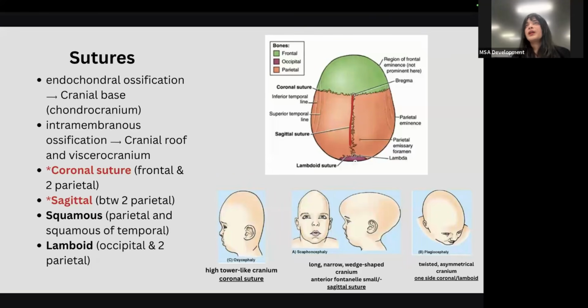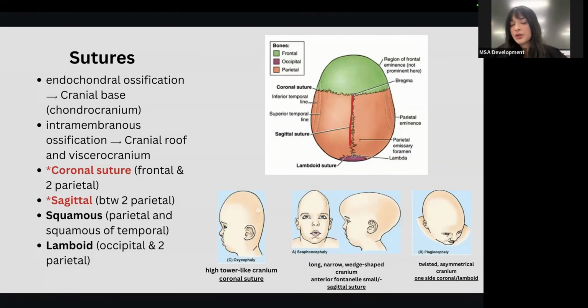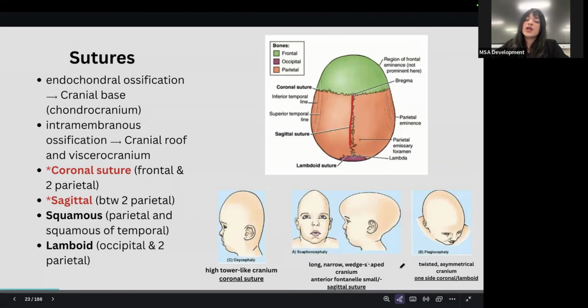So in a normal baby, the sutures take some time to close, right? Because the baby's growing and then the head needs to mold and whatnot. But in some cases, the sutures close too early and the brain is still growing, and that causes problems. So the first one is oxycephaly. This is where the coronal suture closes too early and you get a high tower-like cranium. Then you have scaphocephaly. This is where the sagittal suture closes too early. You have a long, narrow, wedge-shaped cranium, and the anterior fontanelle, we're going to talk about that, it's smaller or absent.